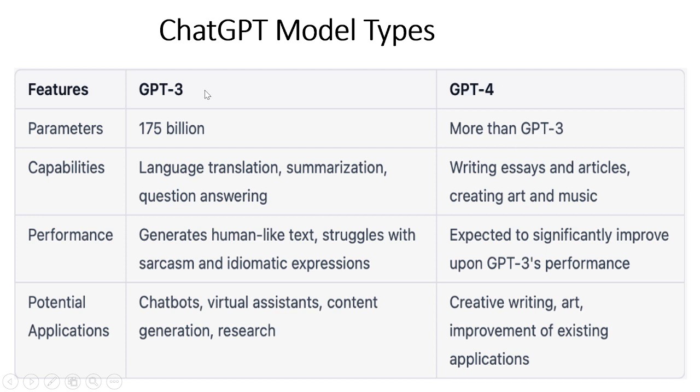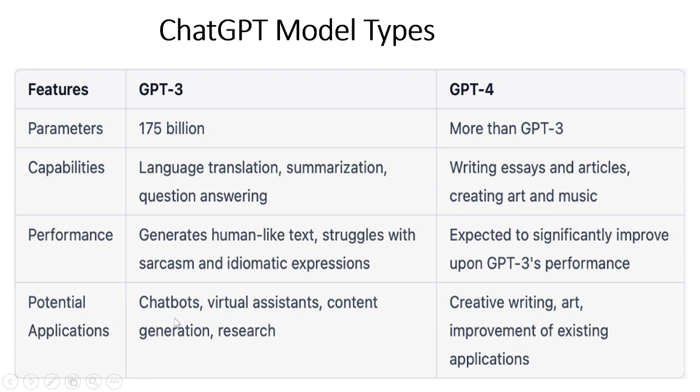They are using this more than 200 billion parameters for training only. Then capabilities: GPT-3 can do language translation, summarization, question answering, and so many things. But GPT-4 is much more advanced than GPT-3. It can write essays, articles, and ads, and it can generate music also. Performance wise, GPT-3 generates human-like text but struggles with sarcasm and idiomatic expressions. GPT-4's performance is much higher than GPT-3, and it is expected to significantly improve on GPT-3's performance.